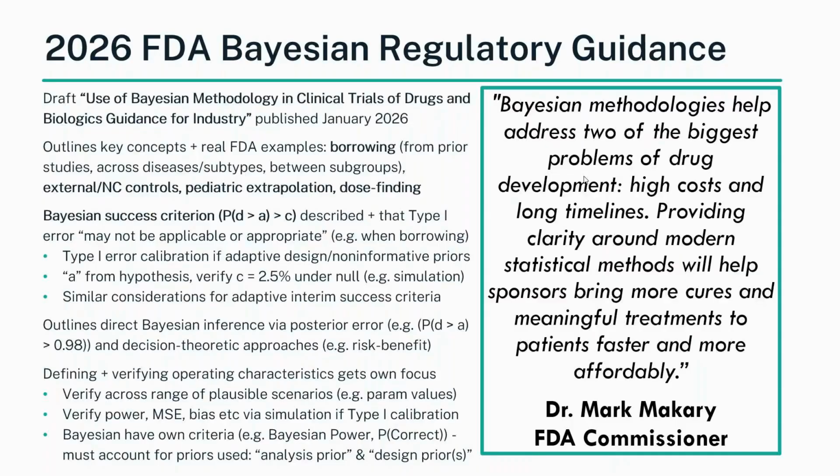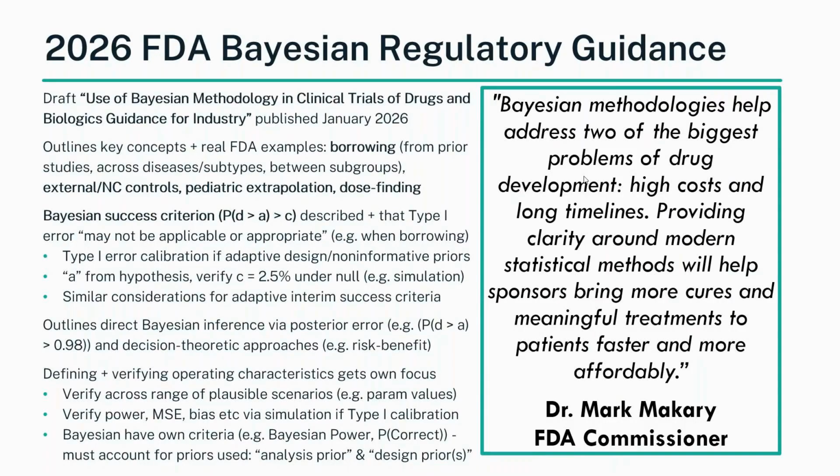And then obviously they, as usual, place this big focus on defining and verifying the operating characteristics of your study. And obviously a lot of these should to some extent be pre-specified. Basically they say you need to verify across a range of plausible scenarios. So you can't just set the control proportion to 0.5 and then verify the null of 0.5. You need to be verifying across a wide range of plausible scenarios to ensure that the type 1 error control or other operating characteristics are being controlled appropriately.